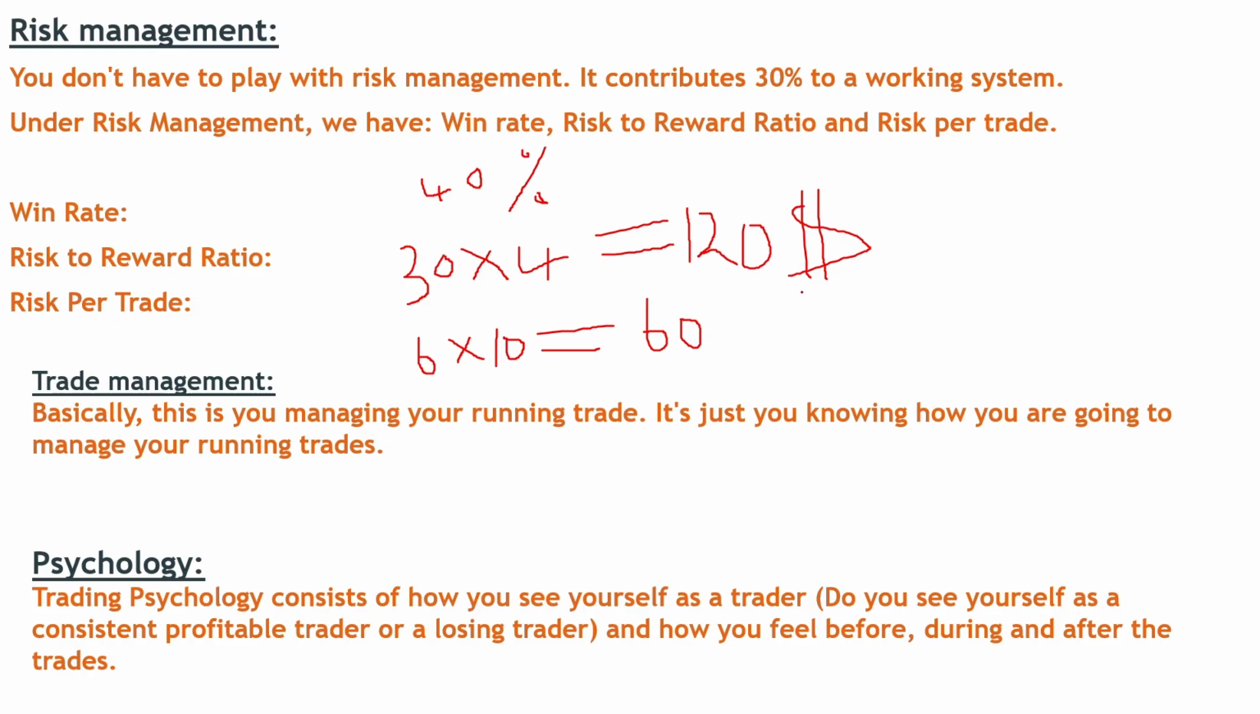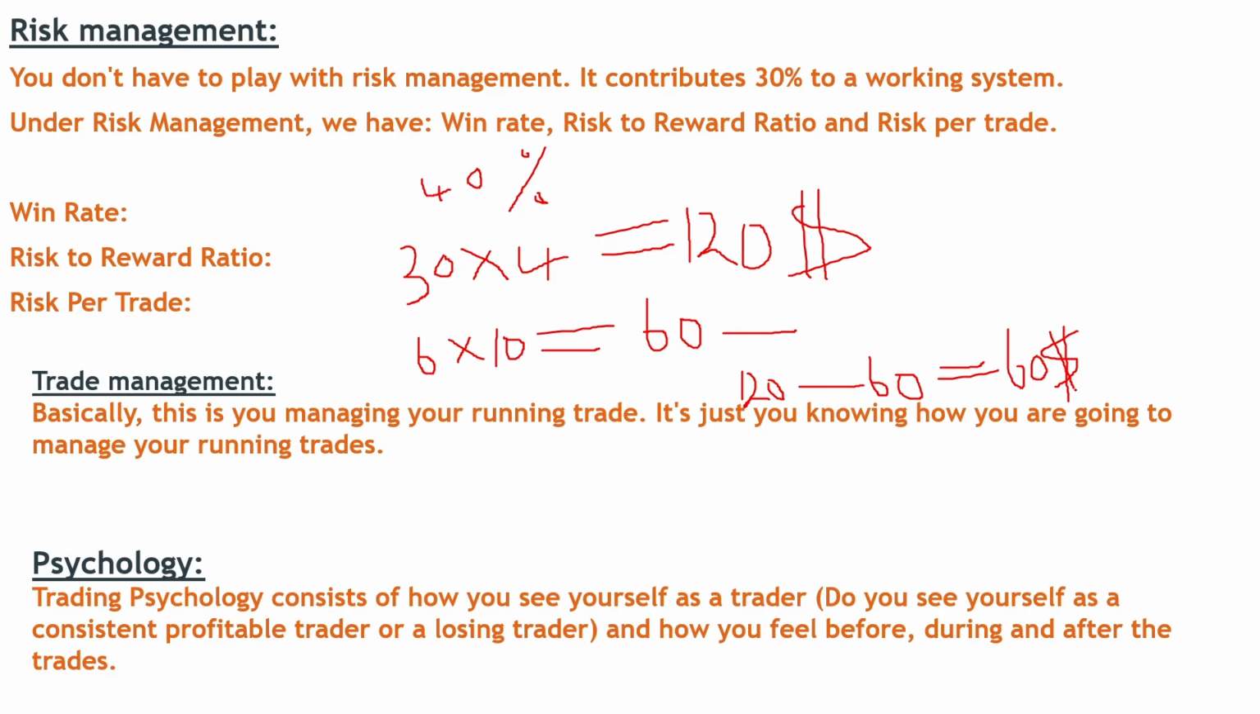Now you have to subtract $60 from 120. You have $120 in profit already, which is the first 4 trades going in your favor, minus $60, which is the other 6 trades that go against you, equals $60, which means you are still running in profit. $60 in profit. You get it? Yeah.